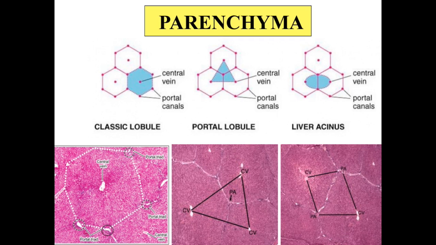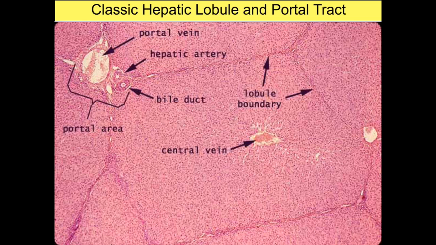It is formed of parts of two adjacent classic hepatic lobules. So this portal lobule is formed of parts of three classic hepatic lobules, but the liver acinus is formed of parts of two classic hepatic lobules. And it is divided into several zones. Zone 1, which is very near to the vascular core. Zone 2, in the middle. Zone 3, at the periphery of the liver acinus and towards the center of the classic hepatic lobule.